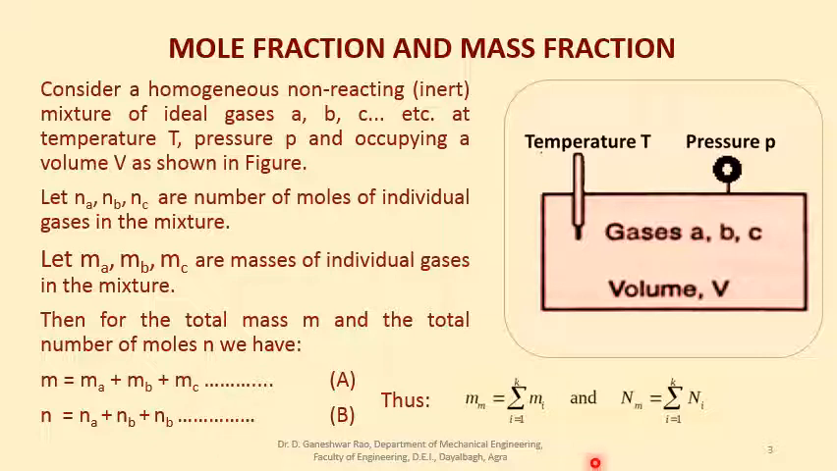Right? Now, sigma from i equal to 1 to k, if the number of components is k. k may be 1, k may be 2, k may be 3, k may be 4, and so on. Then sigma i equal to 1 to k of mi is the total mass. Similarly, the total number of moles will be sigma i equal to 1 to k of ni, where k is the number of constituent gases in the mixture. Right? I hope it's clear.